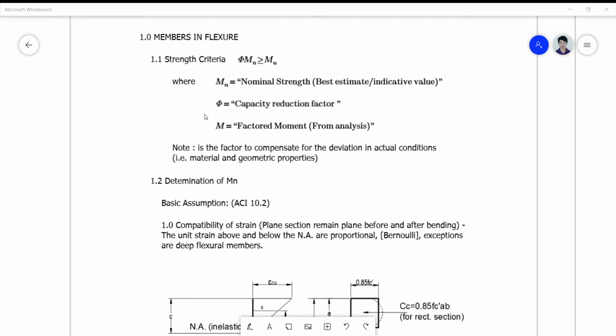Good afternoon, class. We'll now start the lecture on flexural concepts in reinforced concrete design.